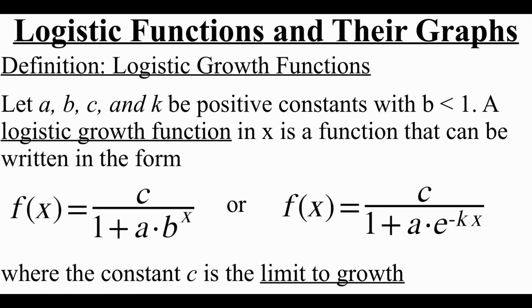So for a logistic growth function, we're going to let a, b, c, and k be some positive constants, but we need our b value to be less than 1. A logistic growth function can have two forms. One of them has a general b base value with a variable exponent on it, and the other one uses our e natural base. Now as we're looking at these logistic functions, that c value on the top of our fraction is the limit to the growth. That's the limit as to how big these functions can grow.